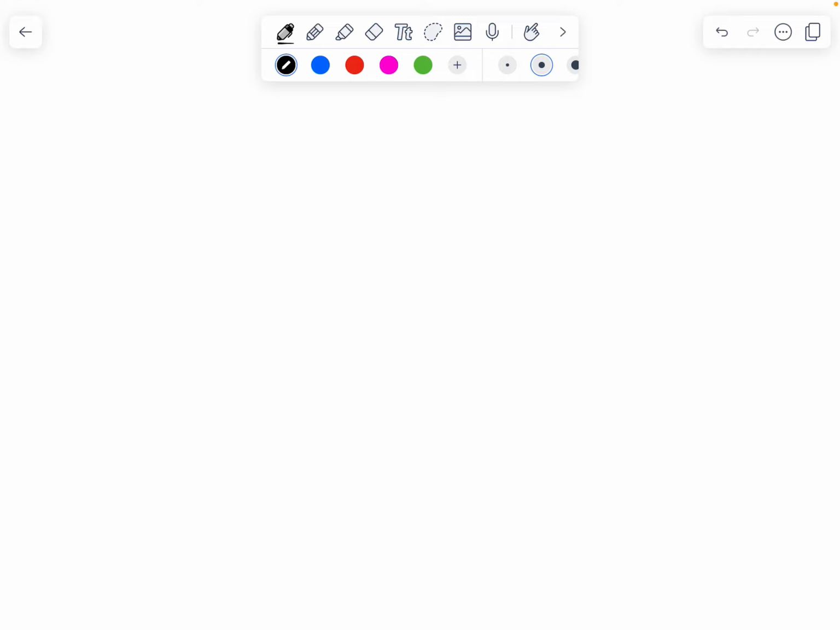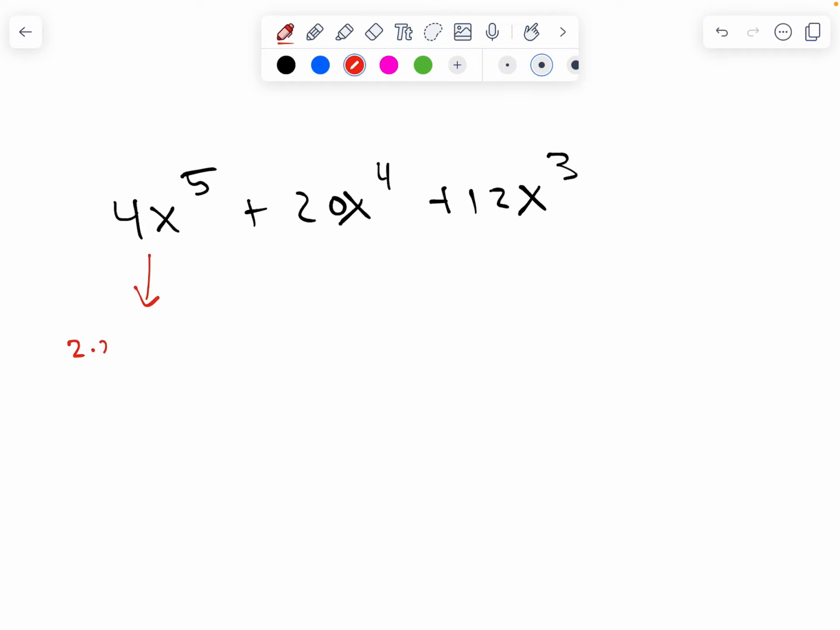Greatest common factor. If you have 4x to the 5th plus 20x to the 4th plus 12x cubed, how do you know what the greatest common factor is? Let's do this the long way, then we'll do it the short way. 4 is the same thing as 2 times 2. X to the 5th is 5 of those x's.